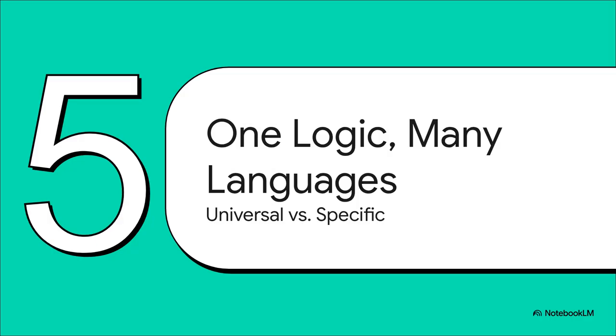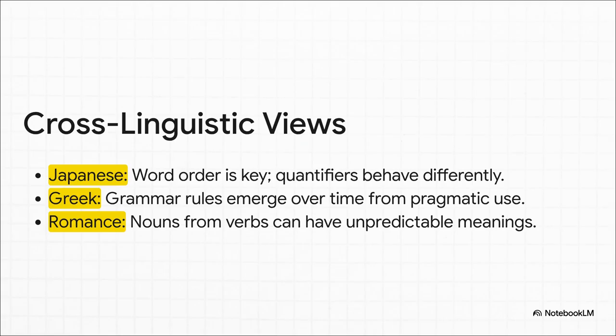Okay, so we've found this really elegant hidden logic for events. Awesome. But does every single language on Earth use the same blueprint? Well, the answer is, it's complicated. While that core idea, that actions are events, seems to be universal, the specific rules can change a lot. You look at Japanese, and suddenly word order is doing things that just don't fit neatly into these models. Or in Romance languages, when you turn a verb like construct into a noun like construction, the meaning can take on a life of its own in unpredictable ways. Each language, it seems, has its own unique way of packaging the details of an event.